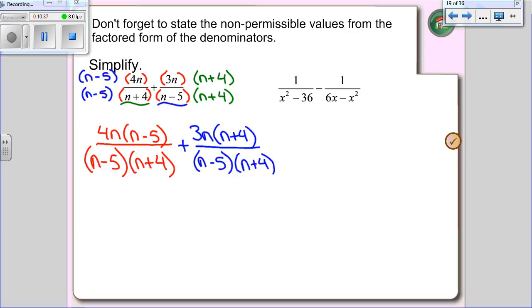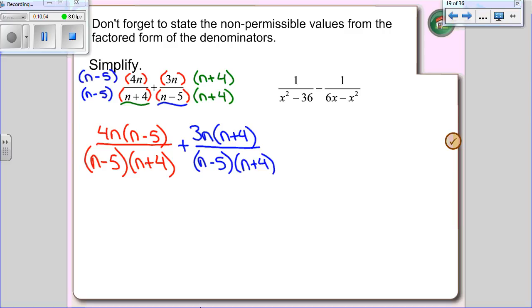Something else I'm not going to do is cancel things out right now. That's another thing people want to do. They look at this and they go, I have an n plus 4 and an n plus 4, and they cancel them out. Well, of course you have an n plus 4 and an n plus 4. You just put those n plus 4s in there. So don't cancel them out once you put them in there. Why did you put them in there? So that you would get a lowest common denominator, so that you could combine these things into one big fraction instead.